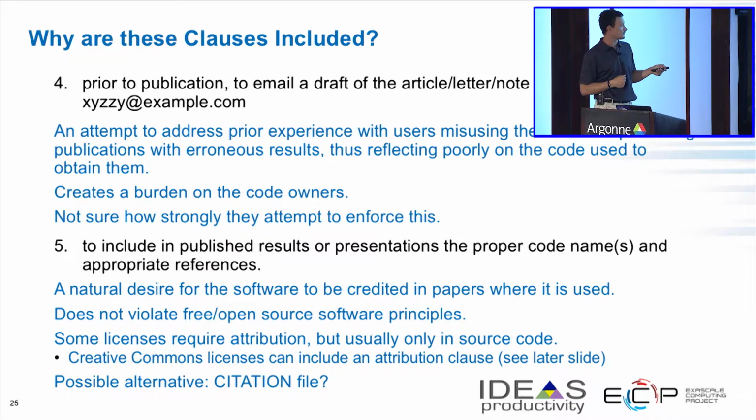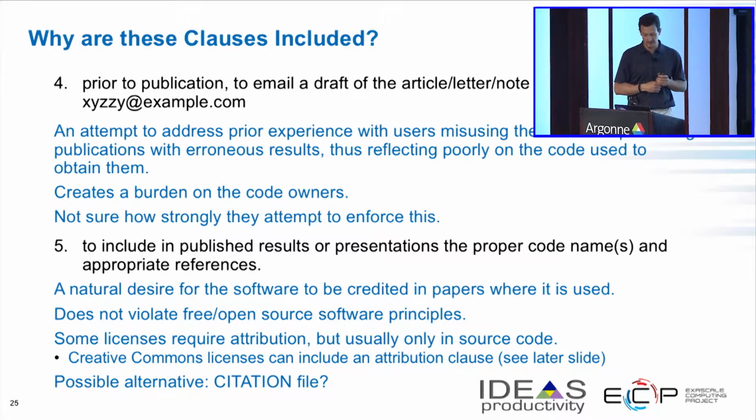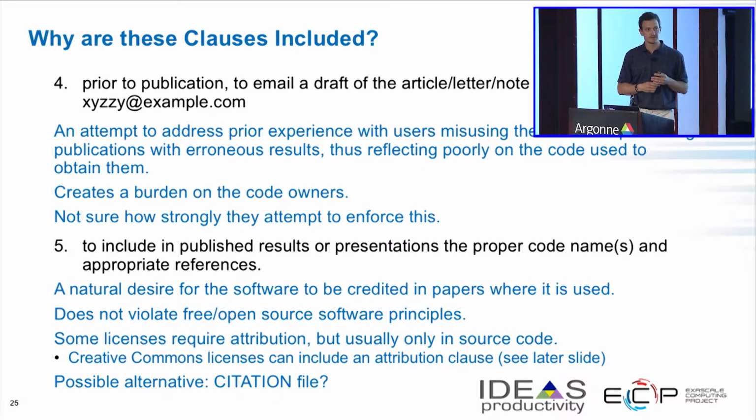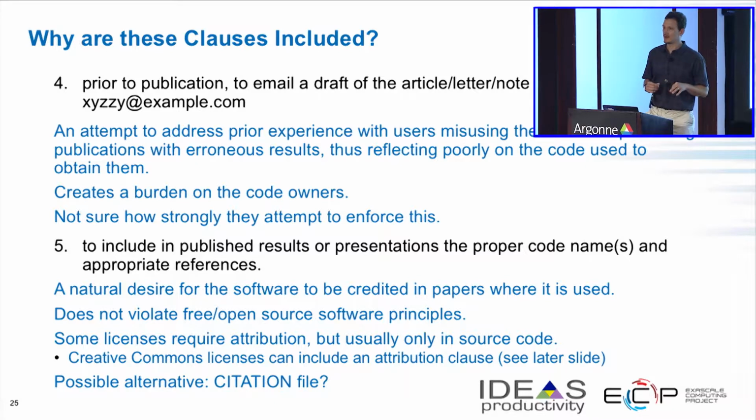Include in published results or presentations the proper code names and appropriate references. This one, I think, is actually in a lot of cases pretty reasonable. There's a lot of talk recently about software citation versus directly citing software versus publications associated with it.